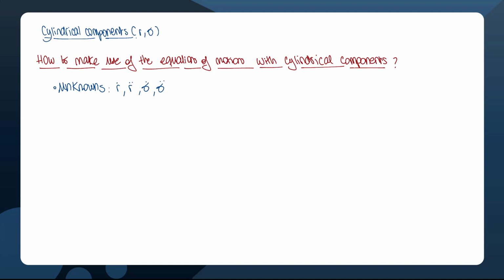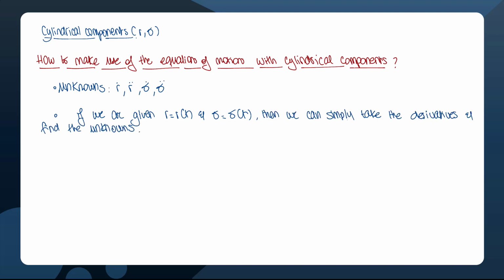So if you are given r, the position as a function of time, and theta as a function of time, then you can simply take the derivatives of the two expressions to find r dot, which is dr over dt, r double dot, which is d2r over dt2, theta dot, and theta double dot. So let us look at an example. Let us assume that you were given an expression for r, which is equal to 3t cubed plus 2t, and an expression for theta, which is 5t. Then we need to find the different unknowns.